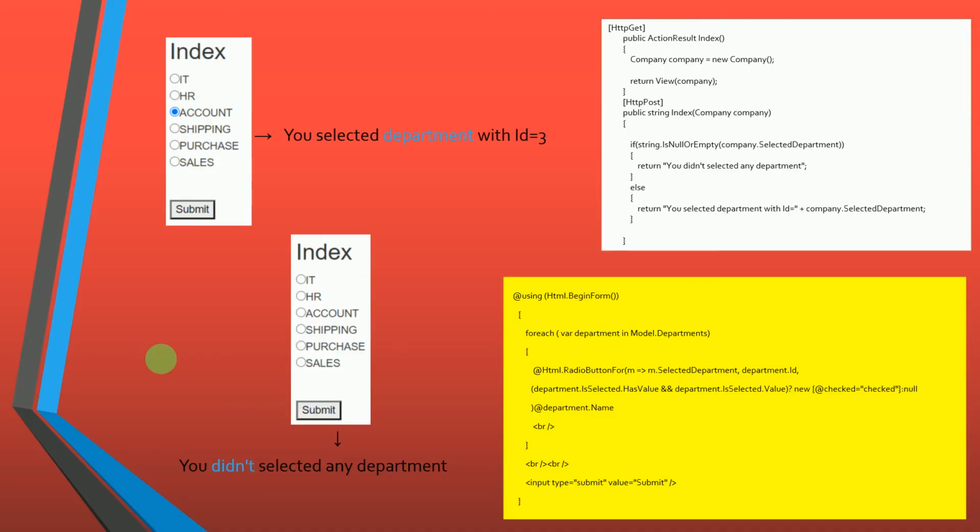Let's flip to Visual Studio, and today we will learn about this. When I select any department and click on the submit button, it will display the selected department with the ID of that radio button. And if nothing is selected and I click submit, it will display that you didn't select any department. For that I have to write controller-side code, view-side code, and a class named Company.